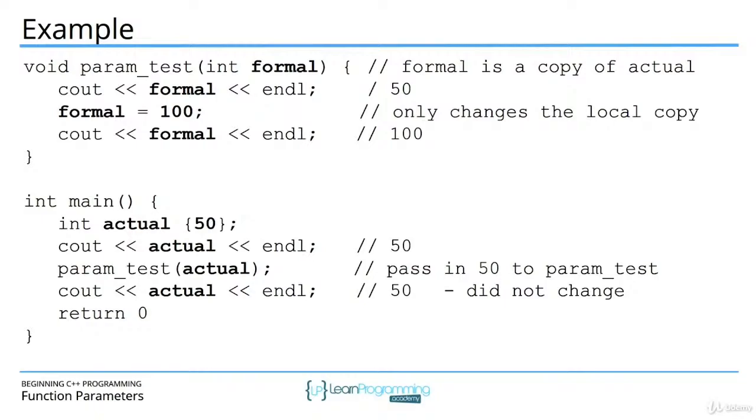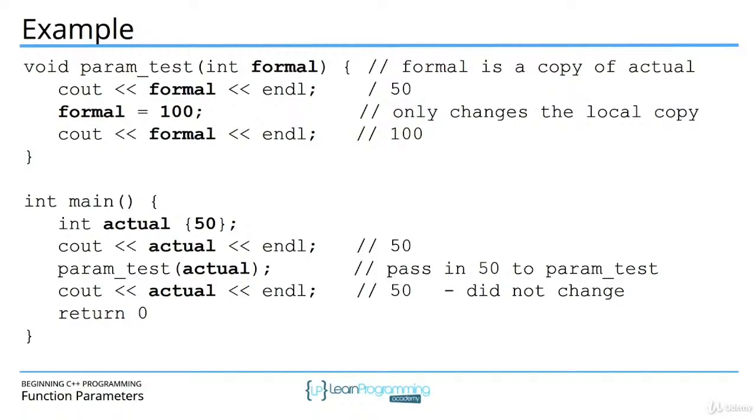In this slide, I have a function definition for a function called paramTest, and this function expects one parameter called formal. This is an example of a formal parameter. If this function expected more than one parameter, they would all be considered formal parameters. In the main function, I'm declaring an integer named actual and initializing it to 50. I'm displaying actual, which will display 50. Then I'm calling the paramTest function with the actual parameter. This is the function call. Any parameters passed to functions here are considered actual parameters.